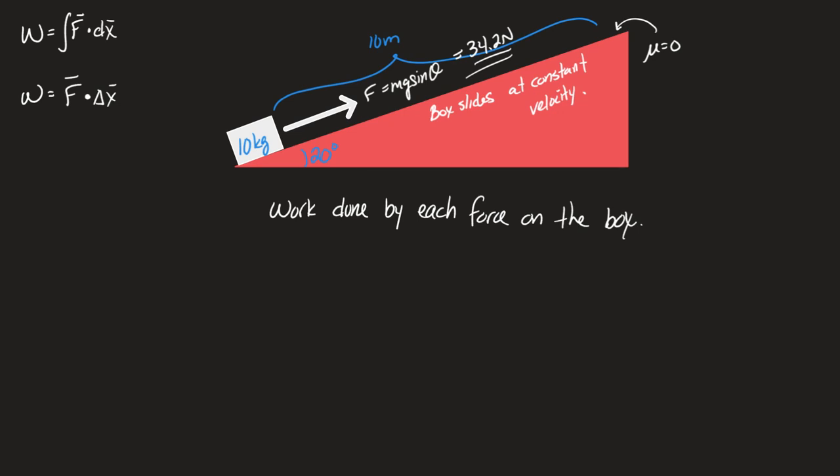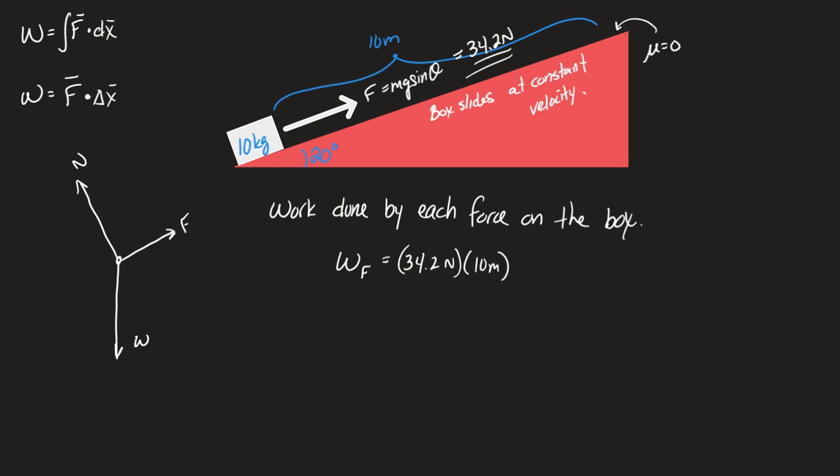I don't think it's much to point out that there are these three forces: this pushing force, normal force, and the weight. We've seen this a lot at this point. So if I want to calculate the work by that force, this is the work by my pushing force. It's going to be 34.2 newtons. That's the size of the force. The displacement is 10 meters.